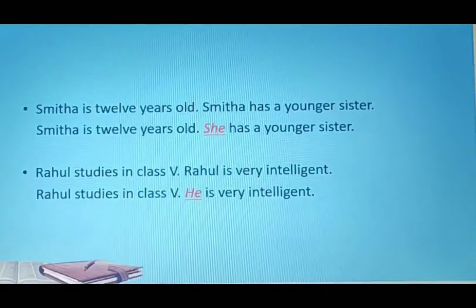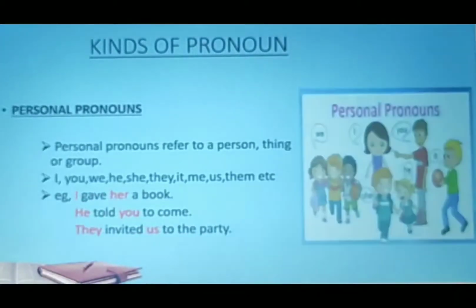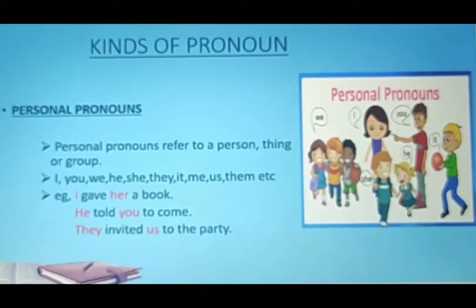Let's move on to the next topic, kinds of pronouns. The first kind of pronoun is personal pronouns. Personal pronouns refer to a person, thing, or group. It includes I, you, we, he, she, they, it, me, us, them, etc. Let's look at the examples to understand it better. The pronouns are highlighted in red color.